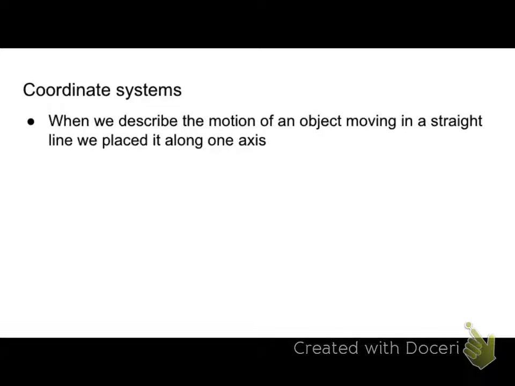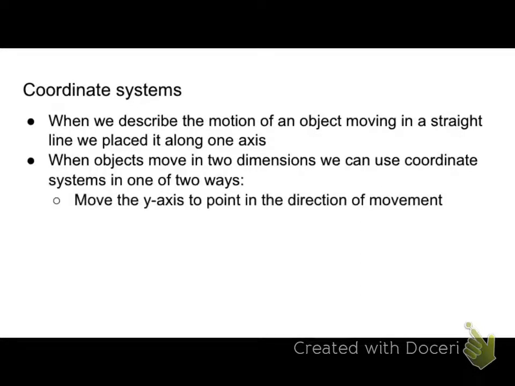But in this chapter, we're digging into two-dimensional motion, and that comes with two different ways that you can use your coordinate systems. Okay, the first way is that you can just move the x-axis or the y-axis to point in the direction of your movement. So say your airplane is flying at an angle of 35 degrees northeast. You could just angle the y-axis so that it points 35 degrees north of east.